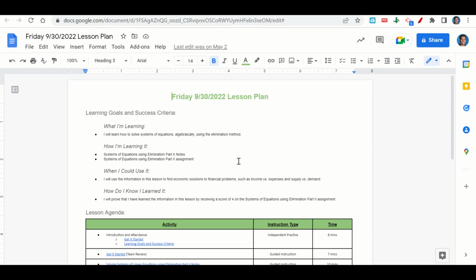When can we use this information? To find economic solutions to financial problems such as income versus expenses and supply versus demand. How do we know we learned it? By getting a score of 4 on the systems of equations using Elimination Part II assignment.